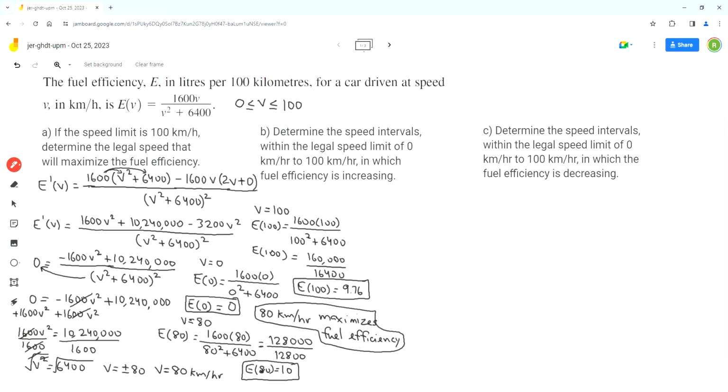So the first step is, I'll use a different color here. Negative 1600 v squared plus 10,240,000, so here we are using the expression for the derivative of the E function, over v squared plus 6400 squared, is greater than 0. So this is our first step. Now we can cross multiply the denominator. So we get negative 1600 v squared plus 10,240,000 is greater than 0, because 0 times any term is equal to 0. Now we can move the 1600 v squared to the right side and make it positive. So we'll add 1600 v squared to both sides.